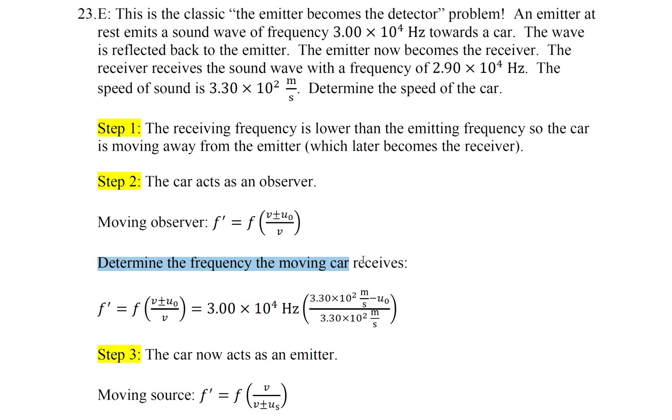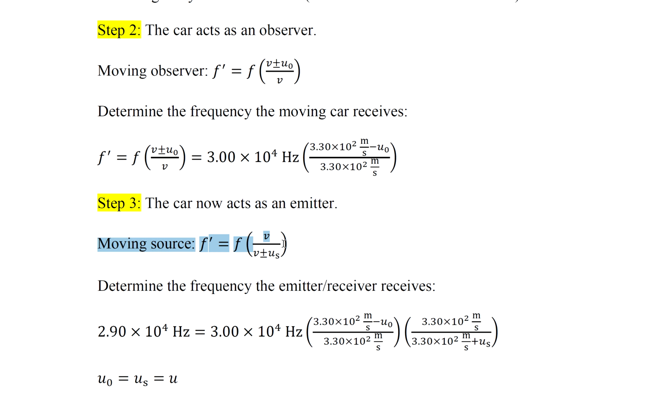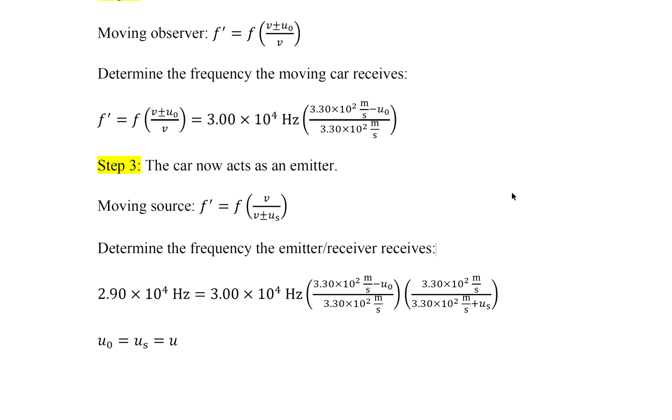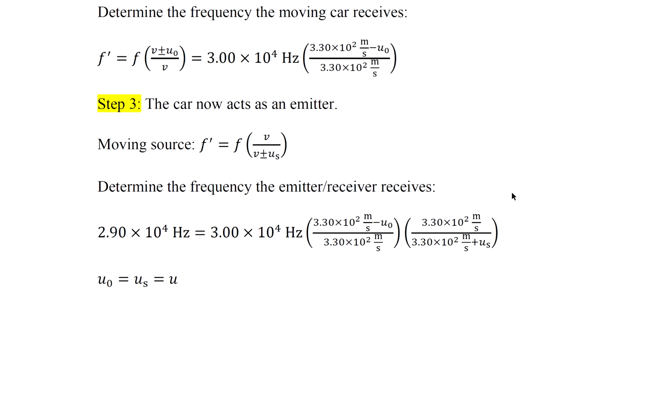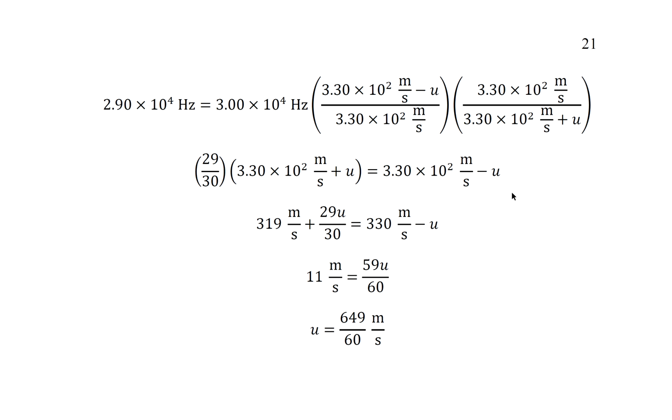Let's determine the frequency the moving car receives. And now the car is acting as an emitter. So now it's a moving source. And determine the frequency the emitter or receiver receives. It's a lot of algebra. You have a minus u on this side, and we have a positive u on this side.